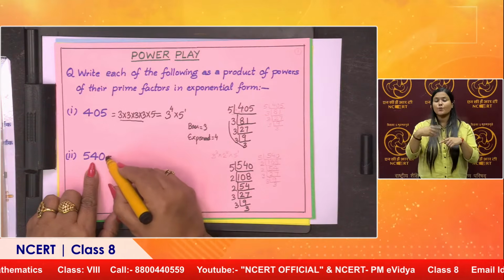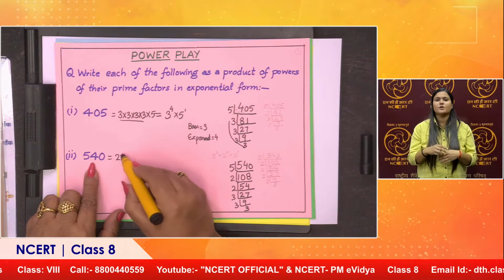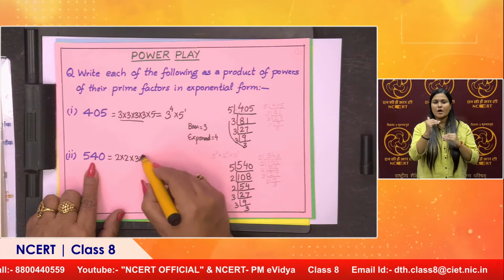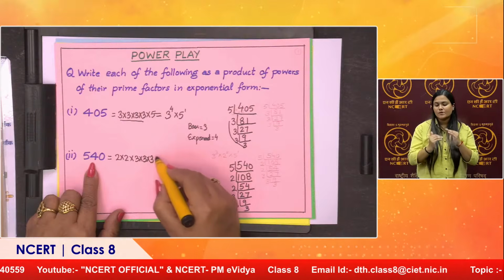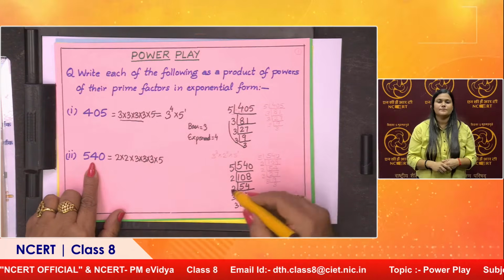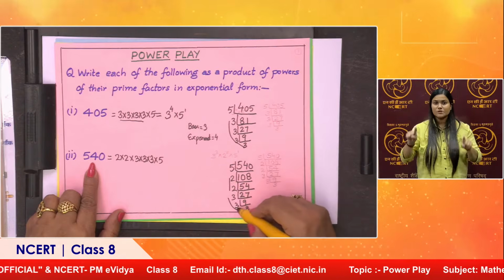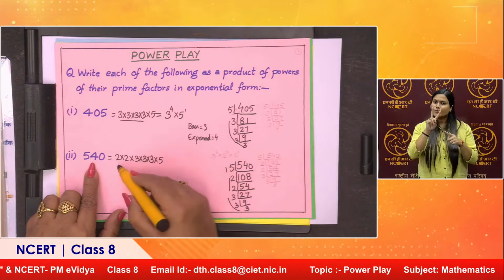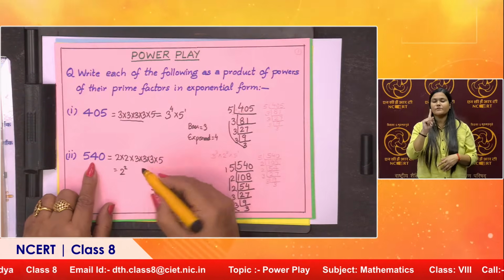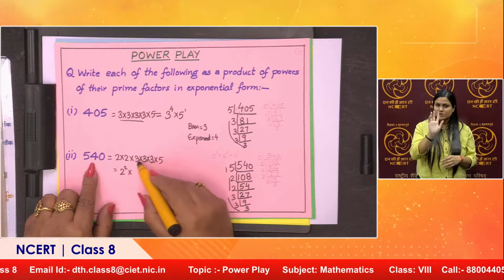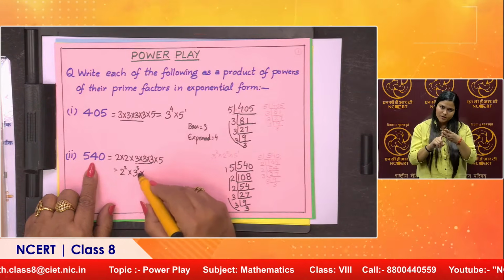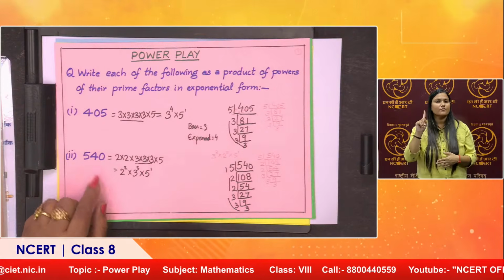So, shall I express this as 2 into 2? Then comes the bigger number, 3 into 3 into 3, how many times? 3 times. And then comes 5 last. I hope I am correct. Yes. 2, 2 times; 3, three times; and 5, one time. So, I could express this as 2 to the power 2, we call it square. And 3, 3 times, we call it 3 cube, children, into 5 to the power 1. I hope it is clear.